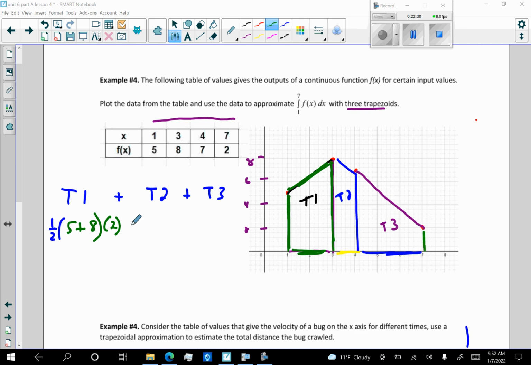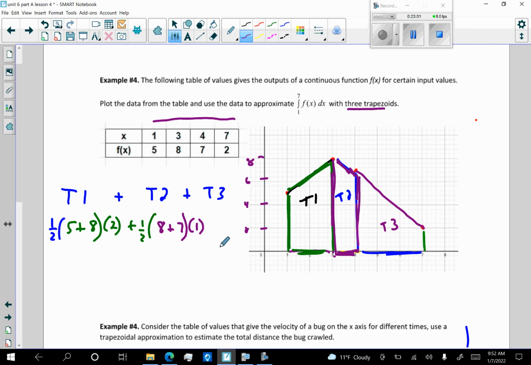What's the area of the second trapezoid? Again, it's going to be 1/2 the sum of the bases. And what are the bases this time? Let's do purple for this trapezoid. It's the function value at 3, which is 8, plus the function value at 4, which is 7. And what's the height of this particular trapezoid? The distance from 3 to 4, which is 1.